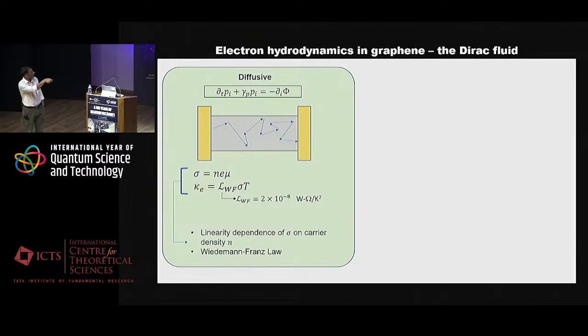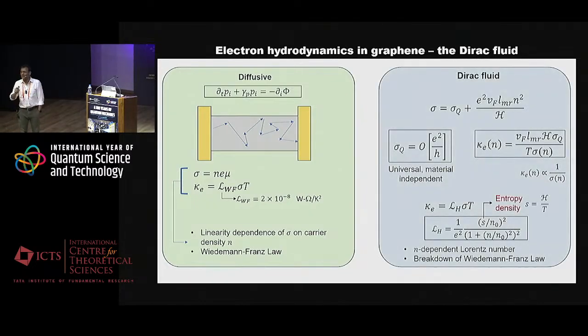Now, if I summarize what I just said, in a standard diffusive electrical conductor, you have the Wiedemann-Franz law, where electrical conductivity and thermal conductivity are directly proportional to each other. In the case of a Dirac fluid, exactly the opposite takes place. The electrical conductivity and thermal conductivity are inversely proportional to each other, okay? And in addition to that, the effective Lorentz number, which is universal in the case of diffusive kinetics, becomes a density-dependent quantity that breaks the Wiedemann-Franz law completely.